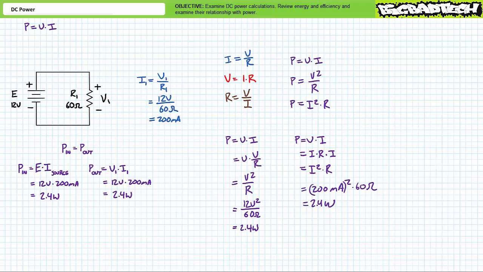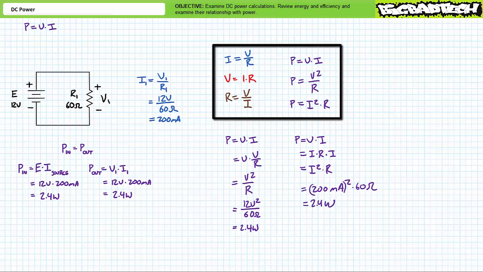Let's add these permutations of the power equation to our growing arsenal of tools. Ohm's law demonstrates that voltage equals current times resistance. Current equals voltage divided by resistance, and resistance equals voltage divided by current. The power equation unified with Ohm's law demonstrates that power is equal to voltage times current, power is also equal to voltage squared divided by resistance, and finally power is also equal to current squared times resistance.